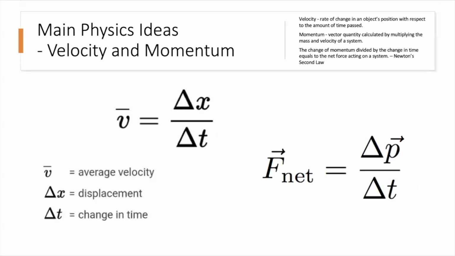The first main physics idea uses velocity and momentum. Velocity is the rate of change in an object's position with respect to the amount of time passed. Momentum is a vector quantity calculated by multiplying the mass and velocity of a system. And according to Newton's second law, the change of momentum divided by the change in time equals the net force acting on the system.